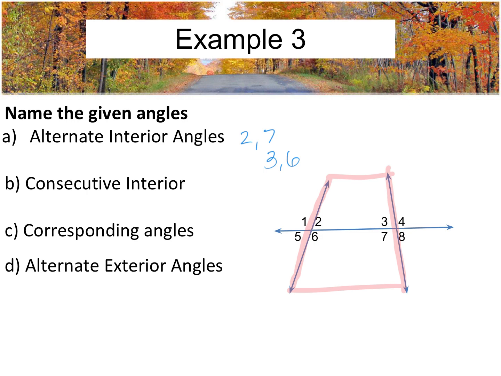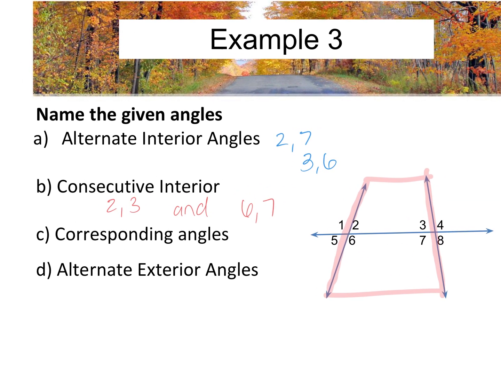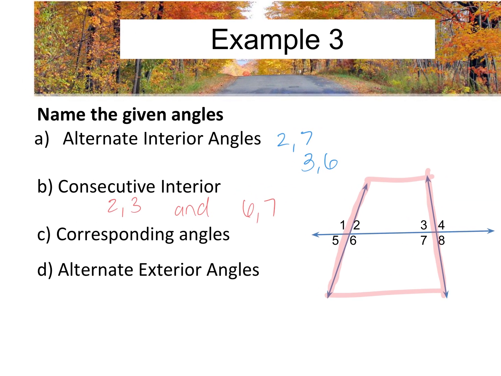Which ones are consecutive interior? Reagan, go for it. I don't know. You don't know? Try. 2 and 6. 2 and 6? Wrong. German. 2 and 3. And 6 and 7. Corresponding angles. 5 and 7 is one of them. 1 and 3 is another. 8 and 6. And 4 and 2.